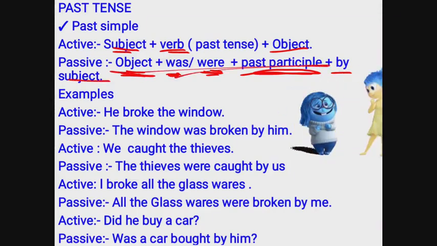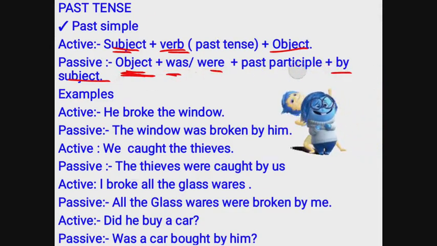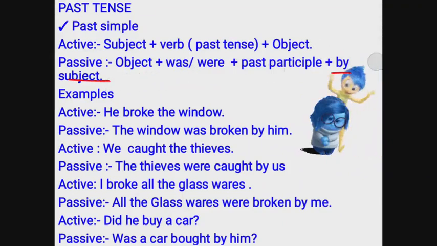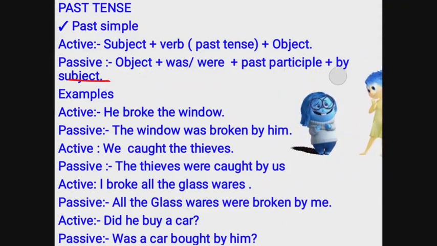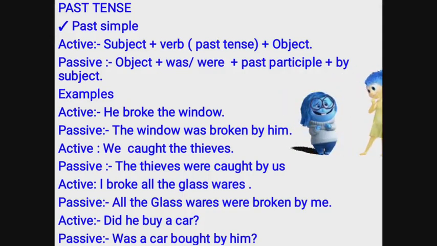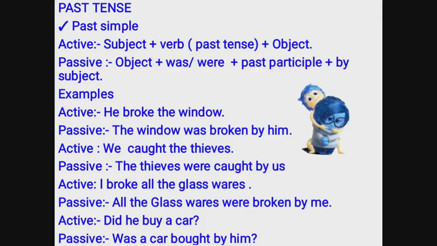Let's look at an example on this. Okay, let's look at this example where we have right here. Let me clean this one off. Okay, let's look at the active voice. He broke the window. This is a past tense. Take notes. Look at the verb very well. He broke the window. Broke is a past tense. He has it done already, isn't it?